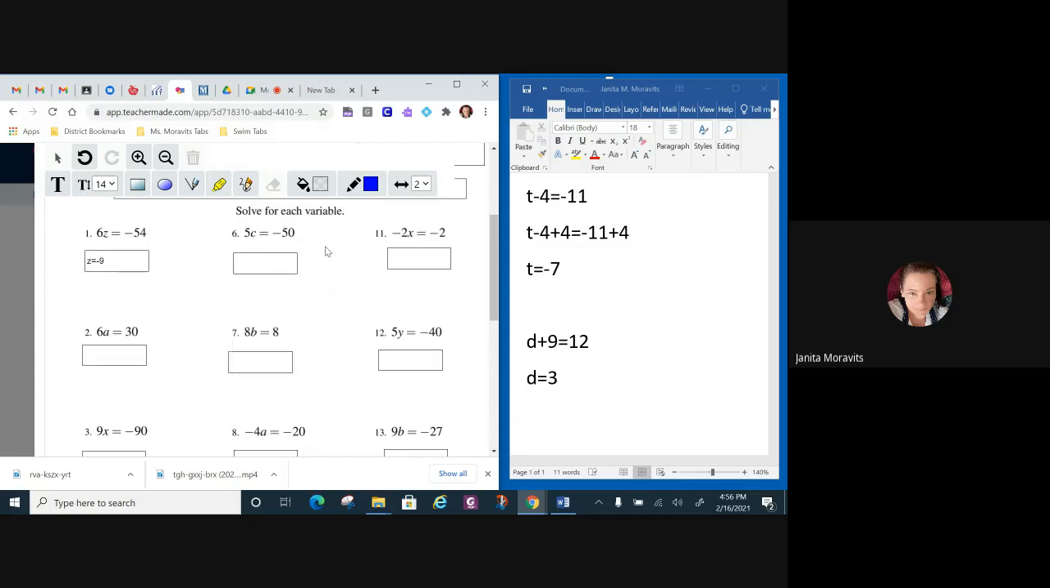All right, let's look at this one. We have 5 times c equals negative 50. Well, remember we're multiplying, so we've got to divide. So if we divide that by 5, 5c divided by 5, you'd be left with a c, and then that's going to be equal to negative 50 divided by 5. And that would leave us with a negative 10.